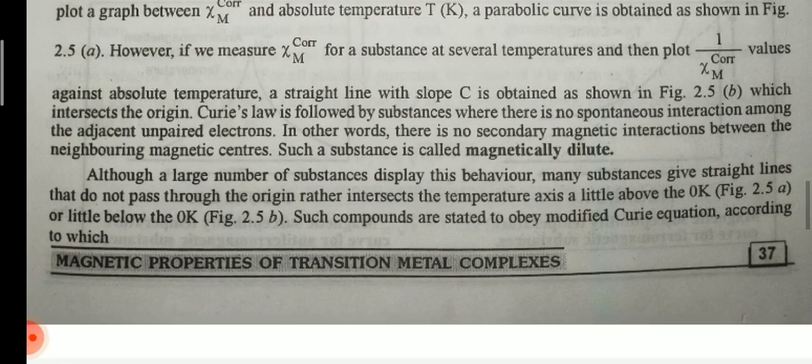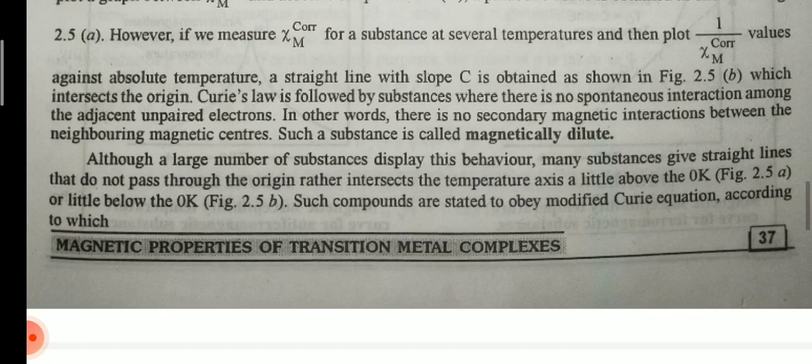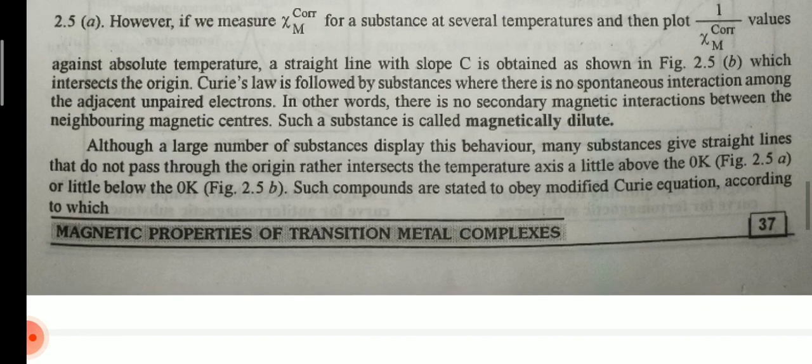Curie's law is followed by substances where there is no spontaneous interaction among the adjacent unpaired electrons. In other words, there is no secondary magnetic interaction between the neighboring magnetic centers. Such a substance is called magnetically dilute. Although a large number of substances display this behavior, many substances give straight lines that do not pass through the origin, rather intersect the temperature axis a little above 0 Kelvin or a little below 0 Kelvin.